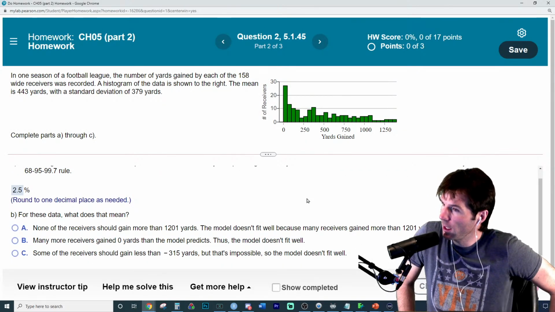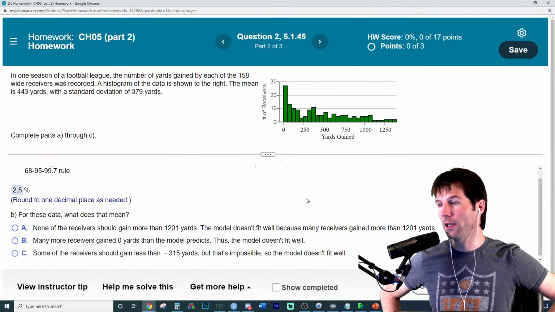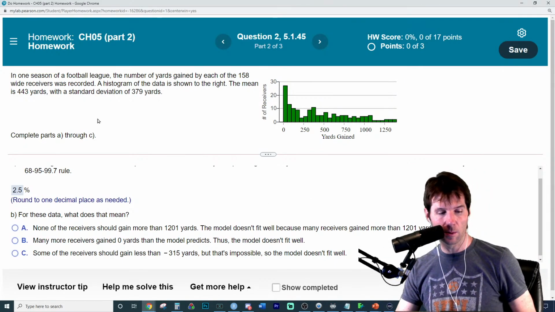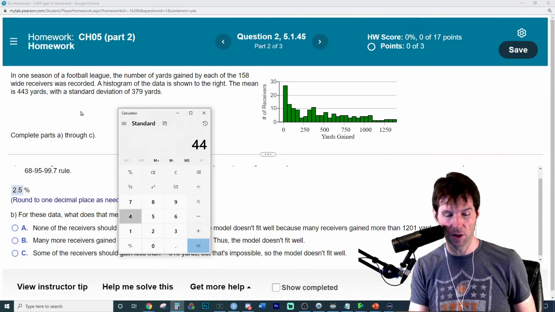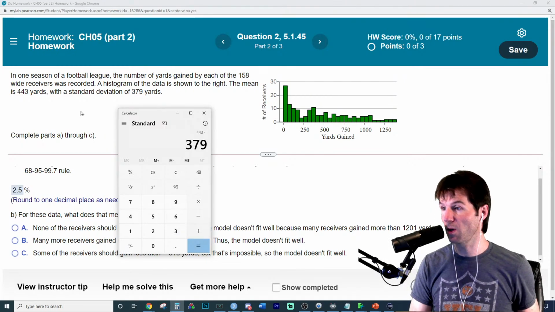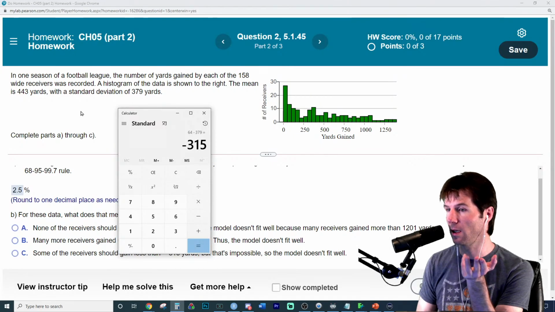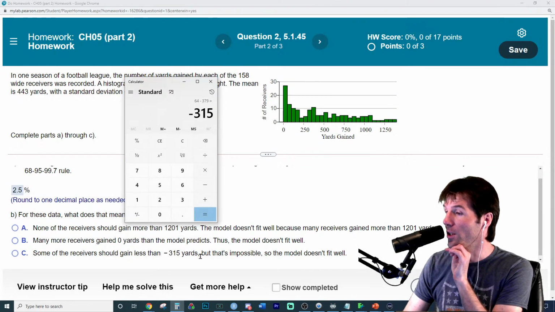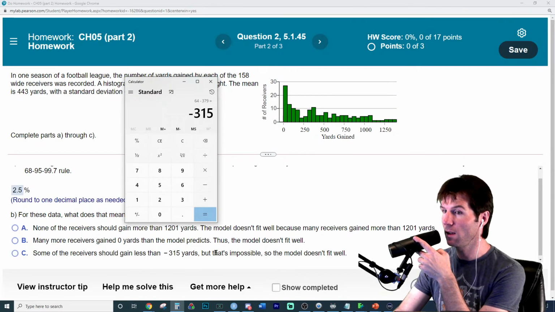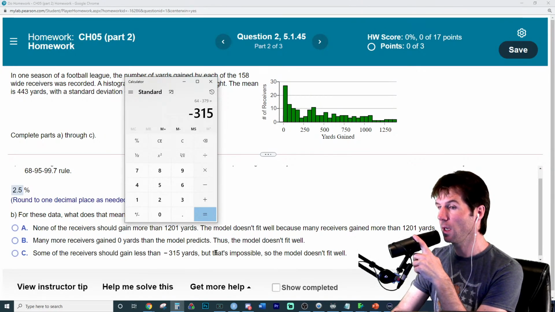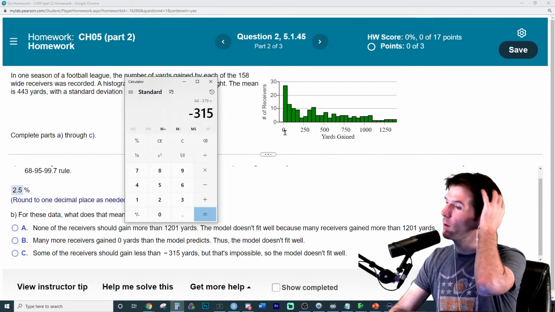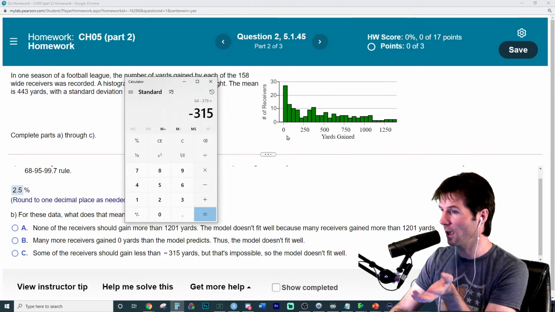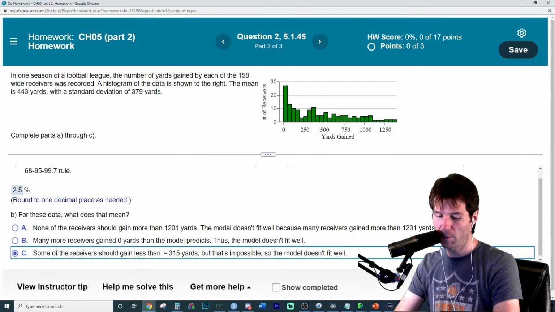Now, this question is a bit interesting, but let's just think about where 2 standard deviations down is. If we go to the mean and subtract 2 standard deviations, where would we be at? So here's the mean, and let's go down 2 standard deviations. Here's the first standard deviation down, subtract 1 standard deviation, and subtract 2 standard deviations. We're at -315. What do you know? Some receivers would be gaining less than this. If the normal model was applicable, then this would be true. And our data doesn't even show that. So if this is the true model, we should expect to see some receivers getting less than -315 yards. 2.5% of them would, according to the normal model. So that doesn't sound applicable to me.